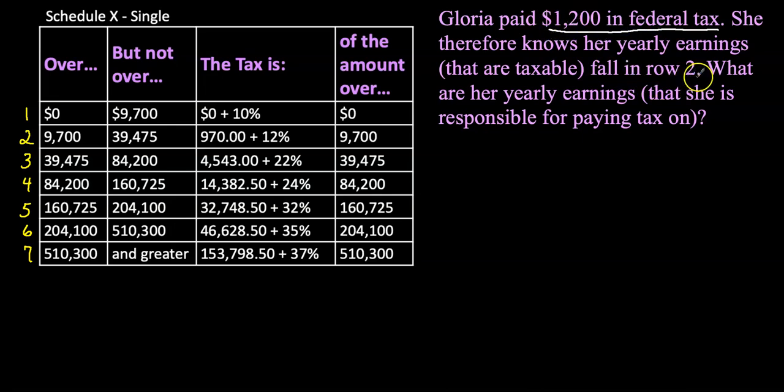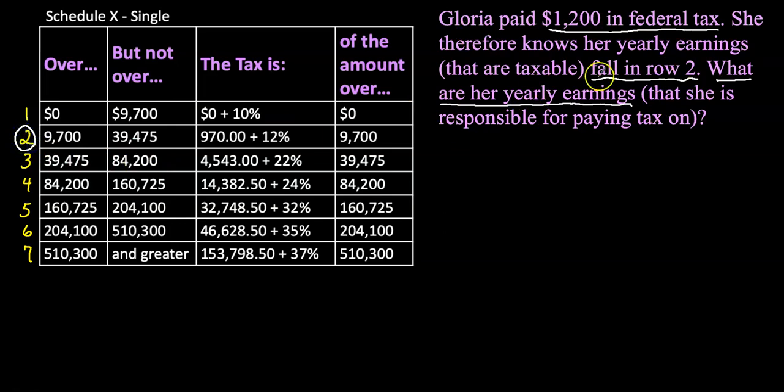And as a result of that, she's going to be in bracket 2 or row 2 of the tax table, and we want to figure out her yearly earnings that she's responsible for paying tax on. That's sometimes called the taxable income or taxable earnings. So this is different than a problem I did previously because now we know how much tax she paid, but we don't know how much she earned for the year. And real quick, in this problem, I tell you to use row 2. But a lot of times that won't be given.